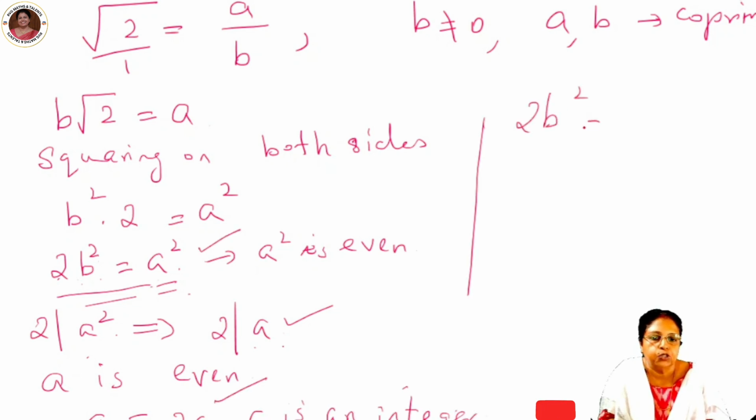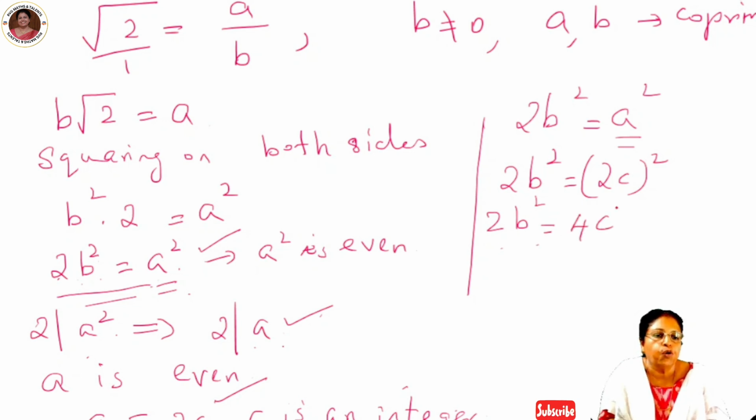Already we got this: 2b square equal to a square. Here instead of this a, we can substitute 2c. So what will you get? 2b square equal to 2c whole square. That means 2b square equal to 4c square. Then you can simplify this, or 2 can be cancelled. Then you can write this as b square equal to 2c square. That means b square is divisible by 2, because b square is even here. That means 2 divides b square.